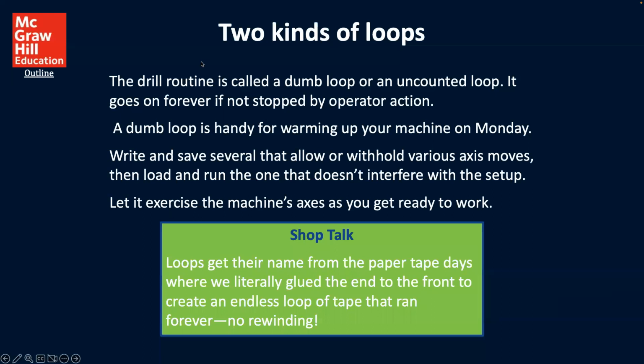So there are two kinds of loops. The drill routine is called a dumb loop or an uncounted loop. It goes on forever if not stopped by operator action. A dumb loop is handy for warming up your machine on Monday. Write and save several that allow or withhold various axis moves, then load and run the one that doesn't interfere with the setup. Let it exercise the machine's axes as you get ready to work.